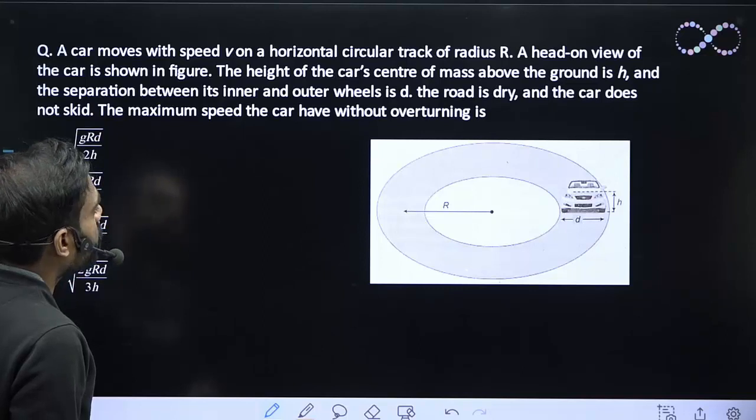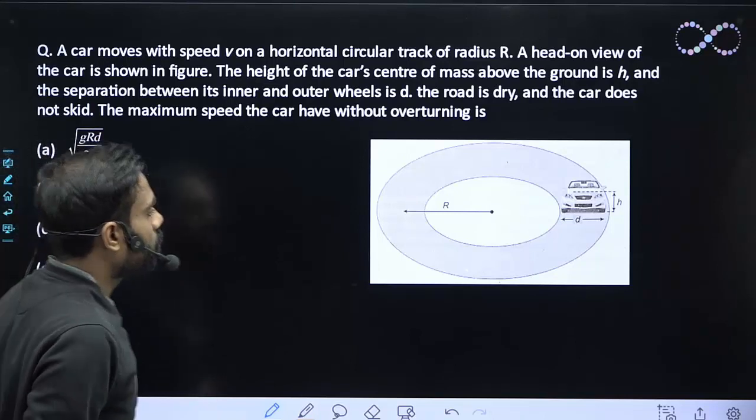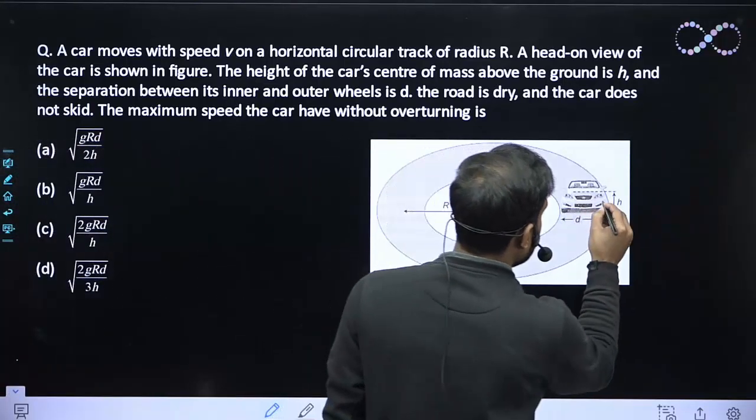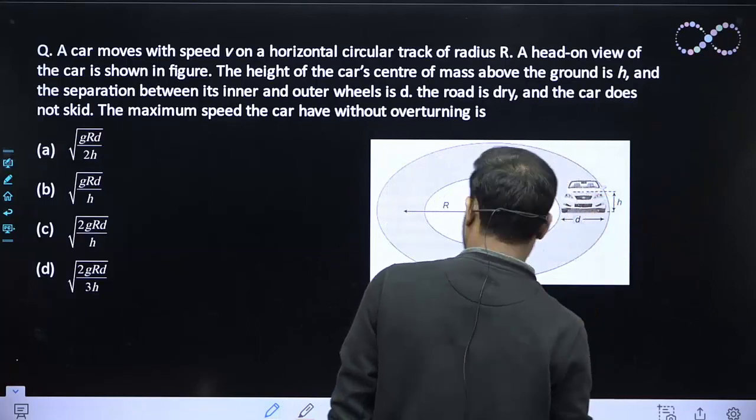Okay, we need the maximum speed the car can have without overturning, or you can say this is a question of toppling. So suppose this is the center of mass here.